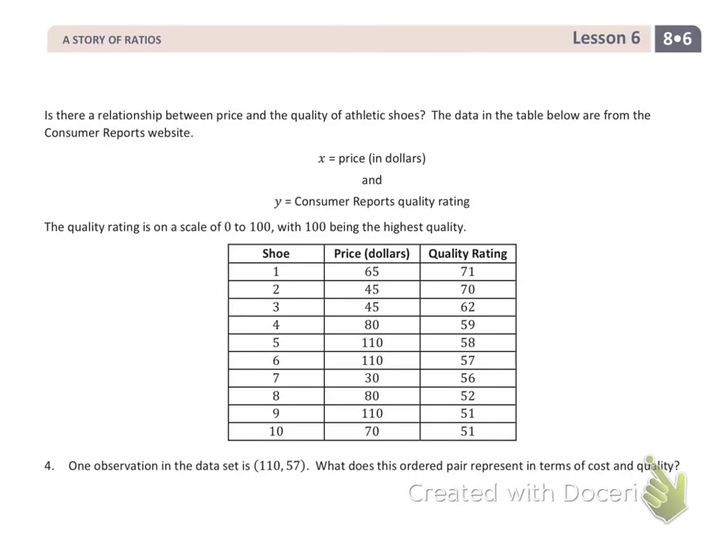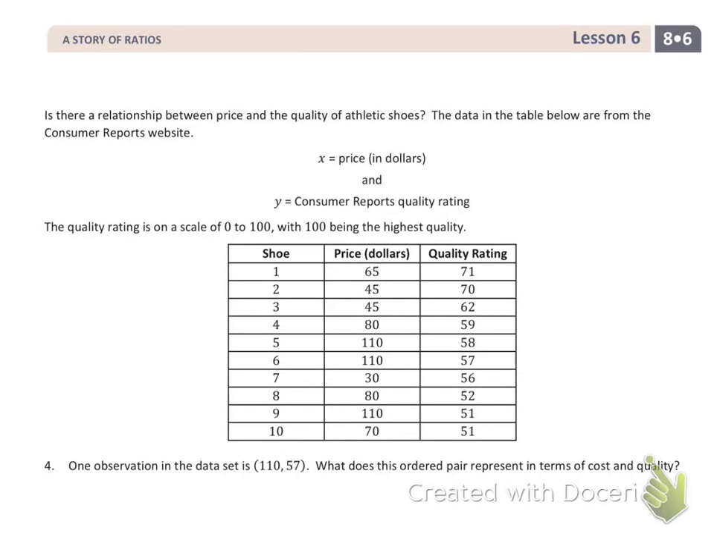Okay, let's look at the next set of exercises. We have some more data. This looks like it's from Consumer Reports, and it asks, is there a relationship between the price and quality of athletic shoes? The data in the table below are from the Consumer Reports website. We're going to have two variables again. This is a bivariate data set.